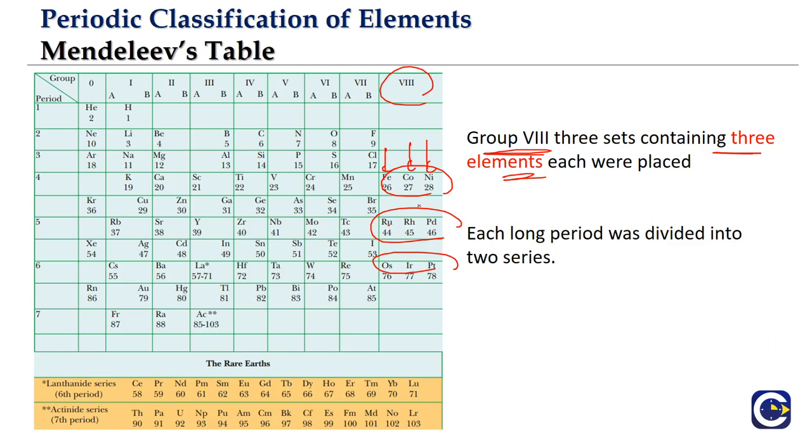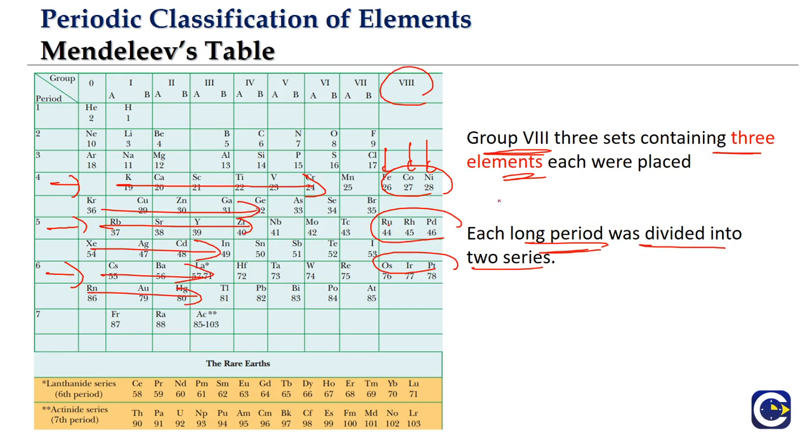And if you look at starting from period 4, period 4, period 5, and period 6 are called the long periods. We'll in fact use the same word when we go to the modern periodic table also. So the long periods, each of these periods is divided into two series. The 4th period will have two rows, first row, second row. 5th also will have two rows, 6th also will have two rows. So each of these long periods is divided into two series. So these are some of the modifications that have been done to the Mendeleev table.